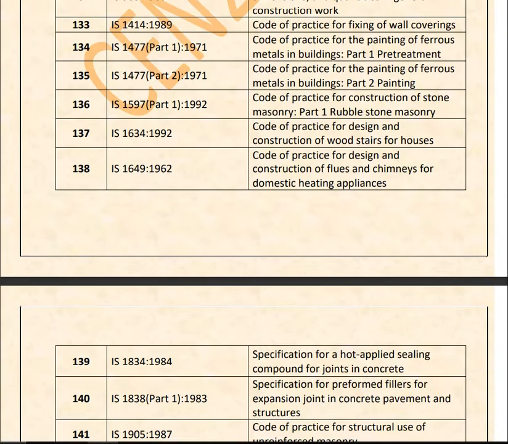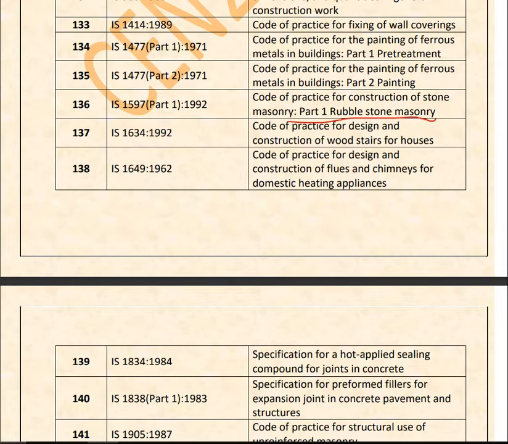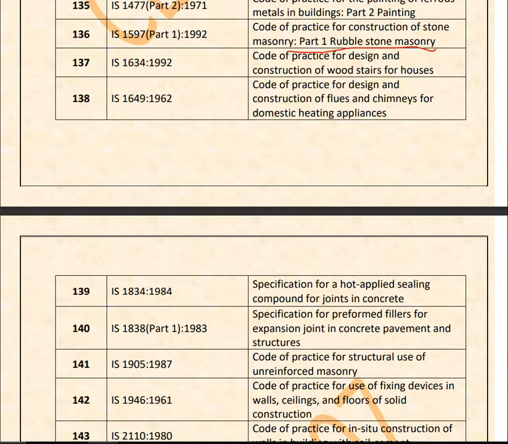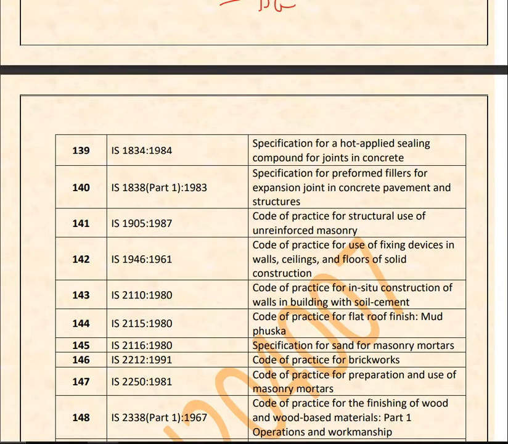And let's see, this is IS 1597 part 1 1992, code of practice for construction of stone masonry. This is part 1, rubble stone masonry. And this is for the design and construction of fuel chimney for domestic heating appliances, for domestic purpose only. That is IS 1649, from 1962.